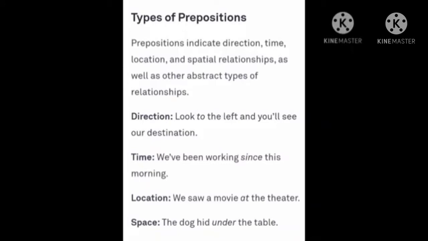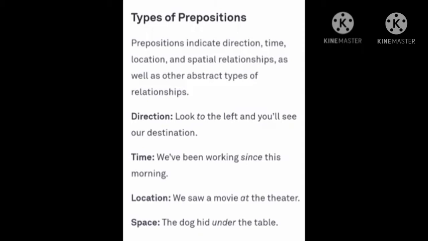Now let us look into the types of preposition. Prepositions indicate direction, time, location and spatial relationship. Spatial relationship means space. Okay, it shows us the space of the noun or the pronoun. Now directions, let me give you one example. Look to the left and you will see our destination. To is a preposition. Time. We have been working since this morning. Since is a preposition of time.